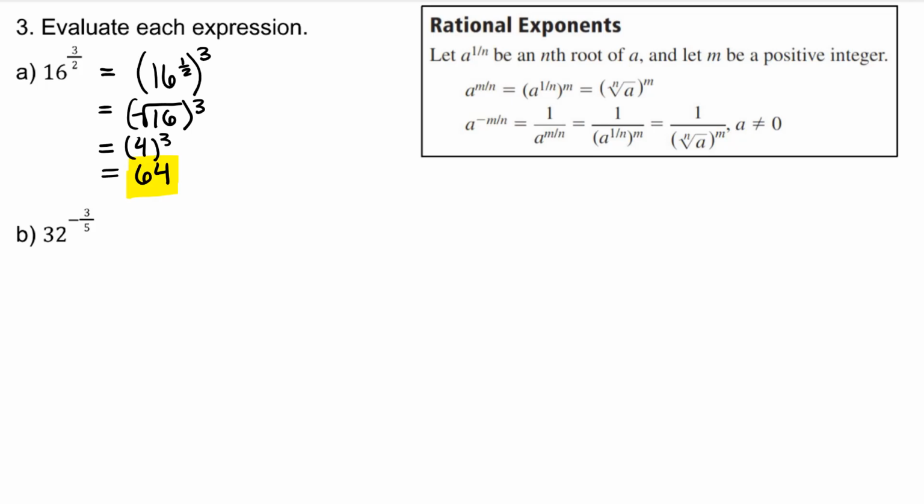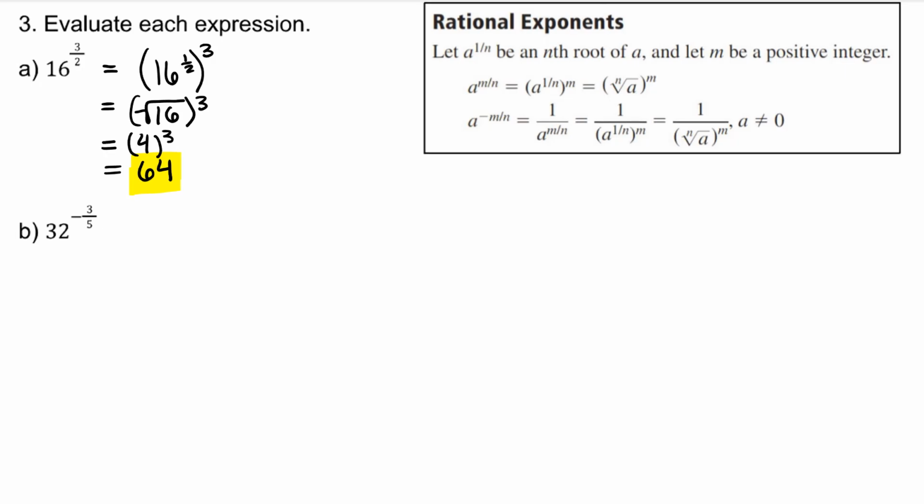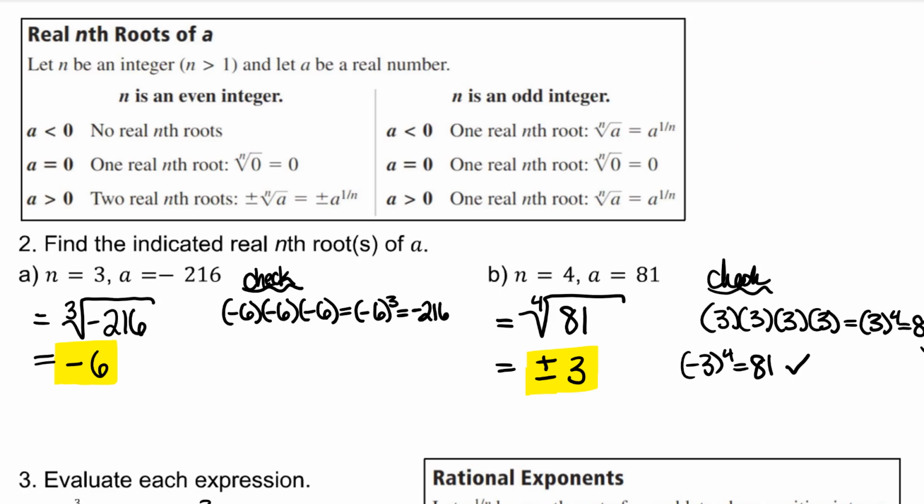Now you may be wondering why positive and negative 4 were not answers for root 16. This is because we are simply evaluating an expression, not solving an equation. And then you may say, well, we weren't solving an equation in number 2, but they asked for the indicated real nth roots. The real nth roots of a is based on solving an equation, not simplifying an expression.